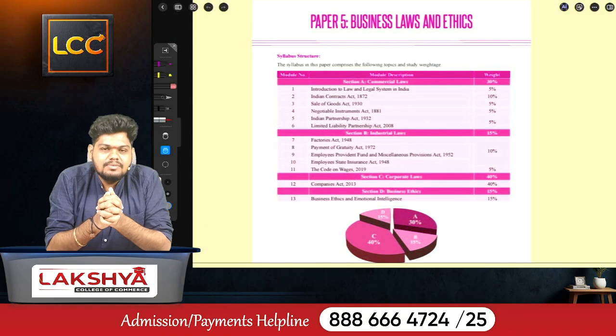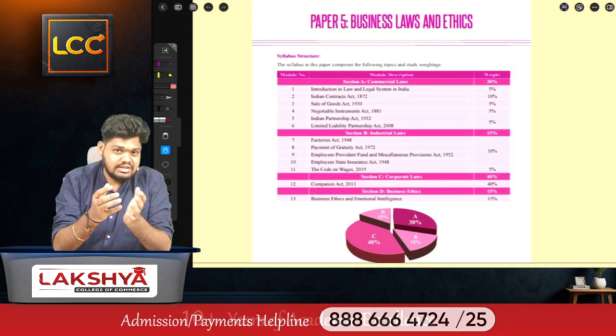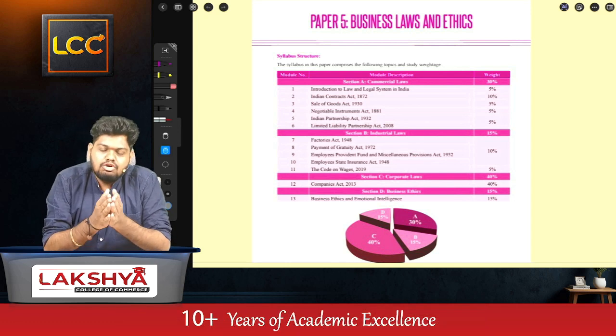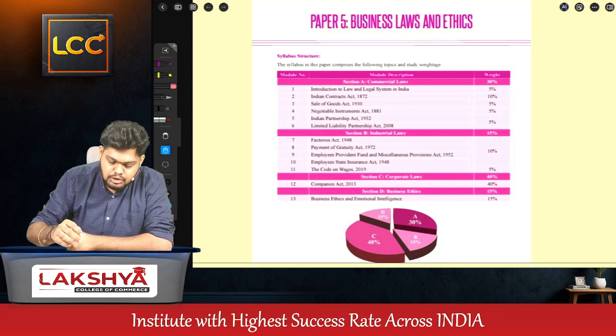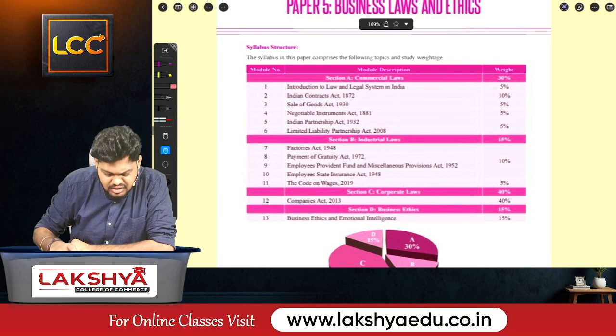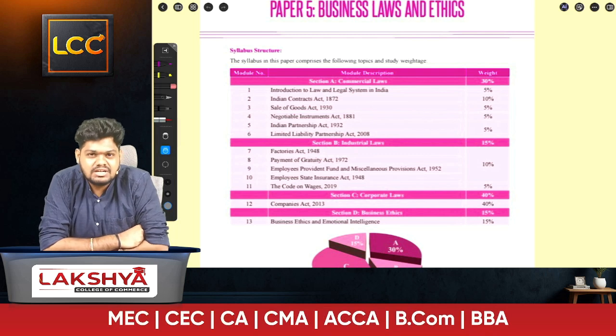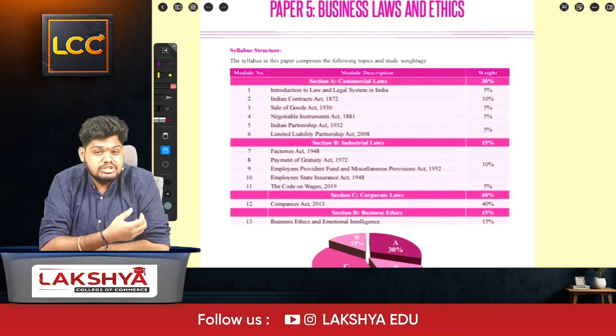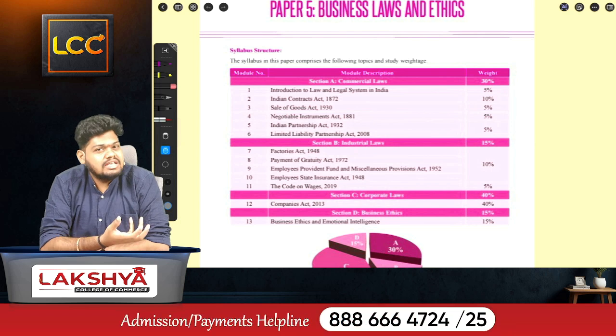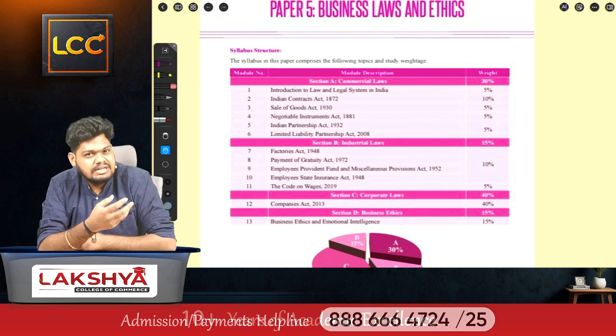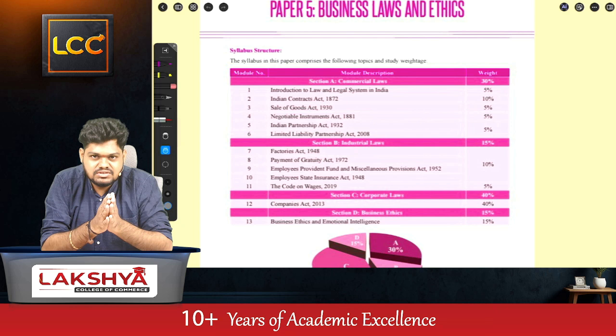This particular video will be discussing paper analysis, decoding the ICMA paper 5, your Business Laws and Ethics for you. The first and very regular question I get from CMA Inter students is, sir, the syllabus is very huge. It is very voluminous. Should I study all the chapters? Should I leave something? Should I go for selective study?